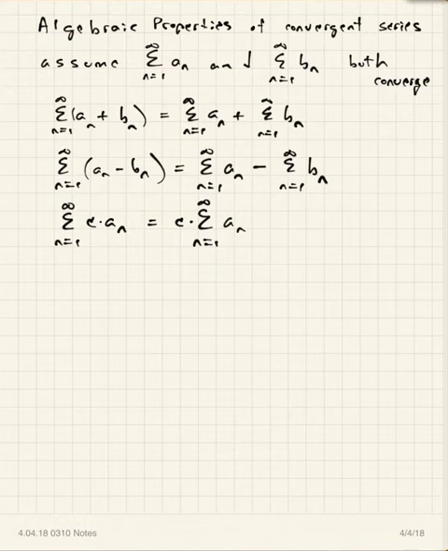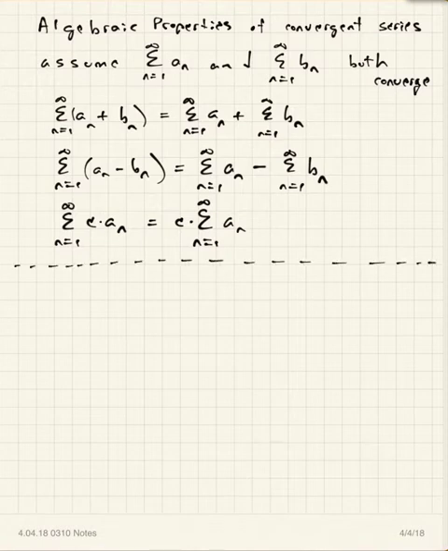So the good news here is that for series that are convergent, the algebra on those is pretty straightforward. You can add, subtract, and you can multiply by a constant with no problem at all. So that's very beneficial that we can do that. That'll be super helpful. All right.